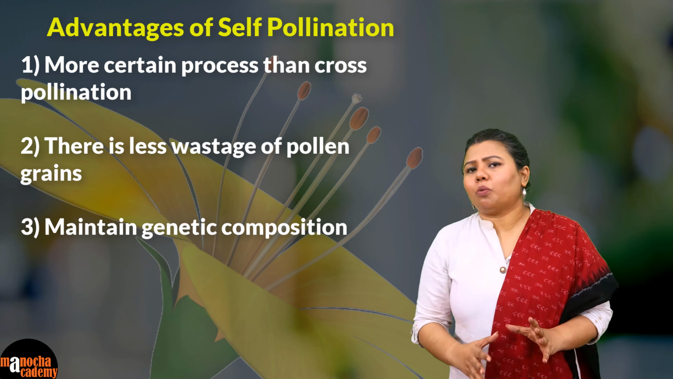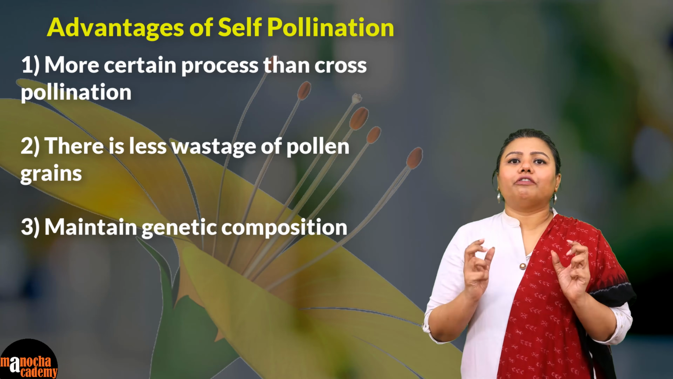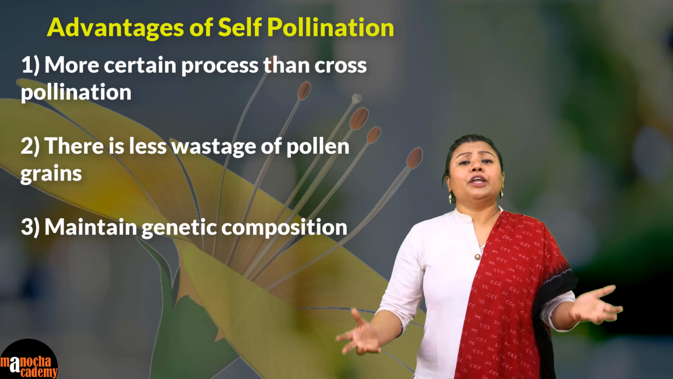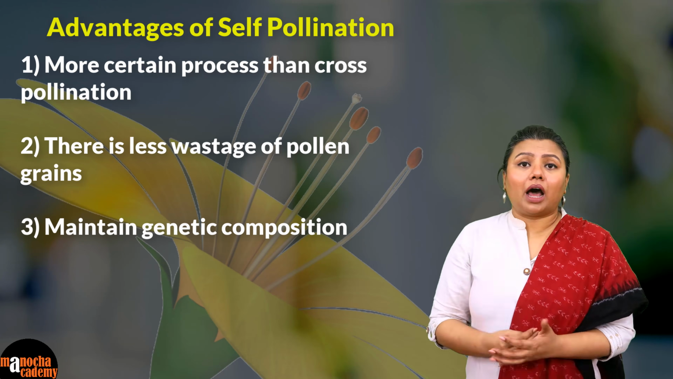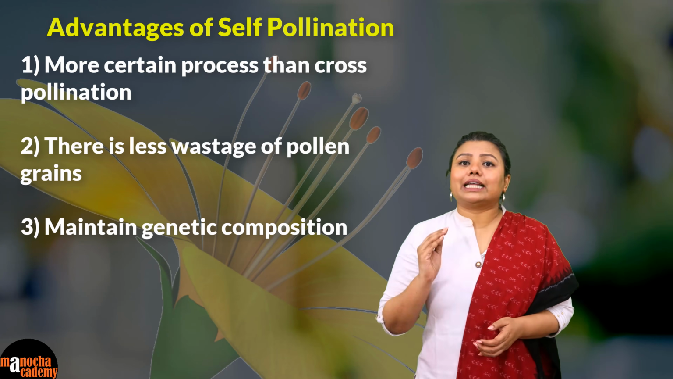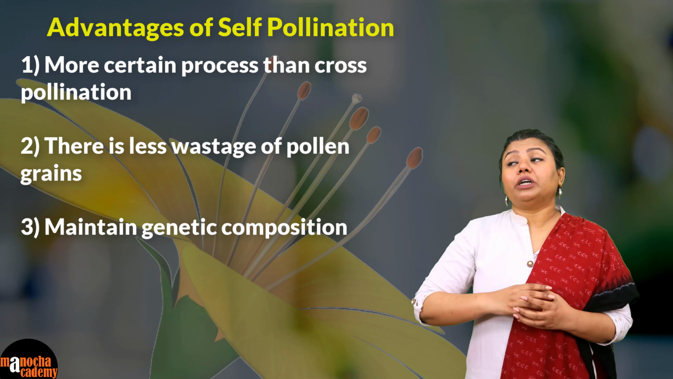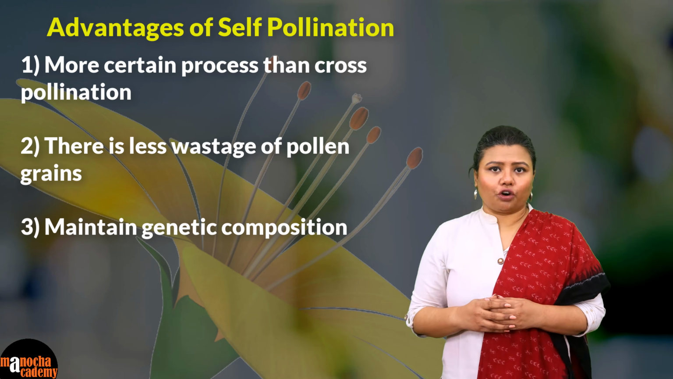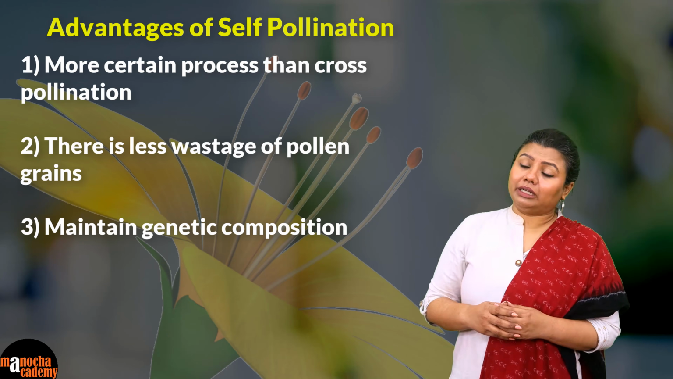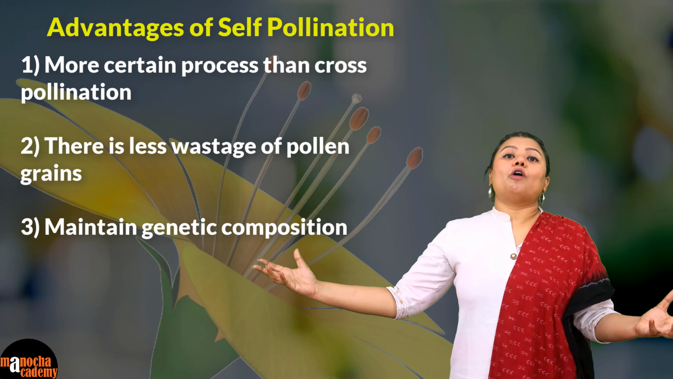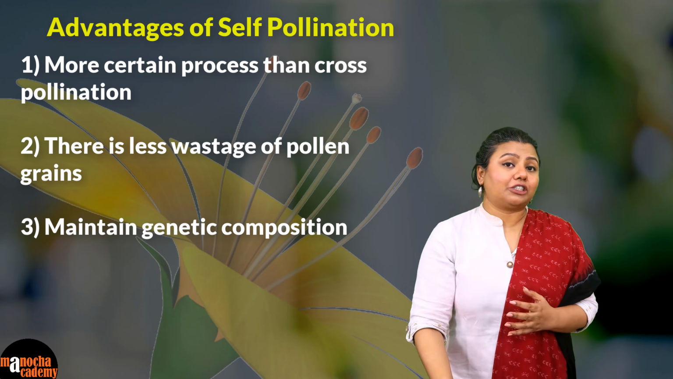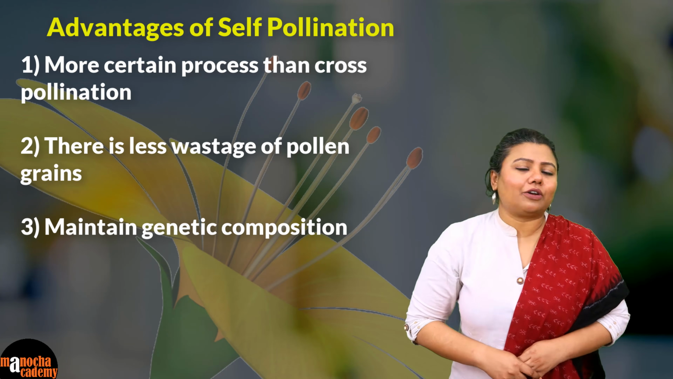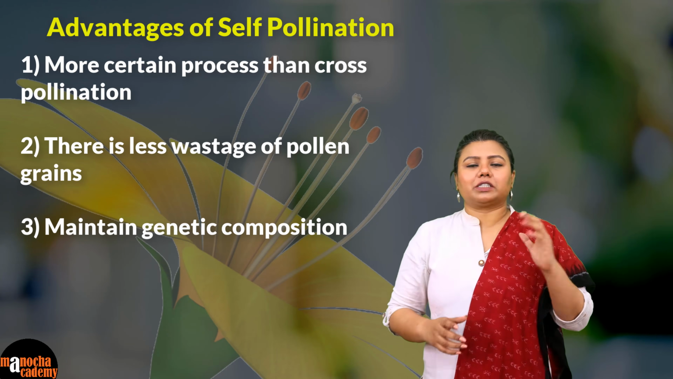Also, if you do not want the genetic composition of the plant to change, let's say you have a variety of plant which has all the characteristics that you require. You wouldn't want it to cross-pollinate with another plant whose characteristics you are not sure of, because then there is a possibility that the characteristics of these two plants will come together in the next generation and you will not get all the desired varieties from the first plant.